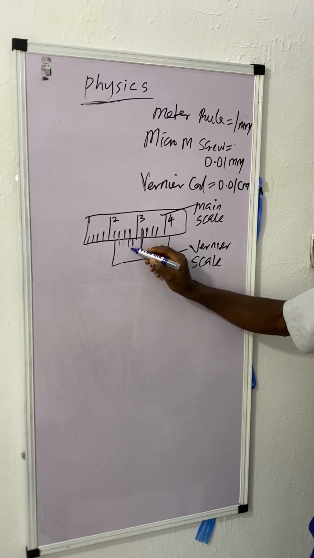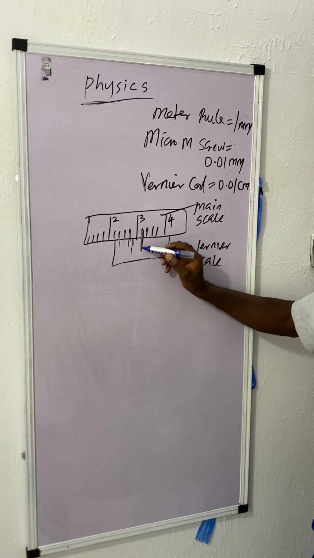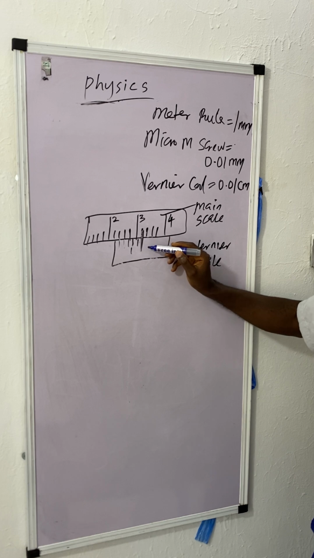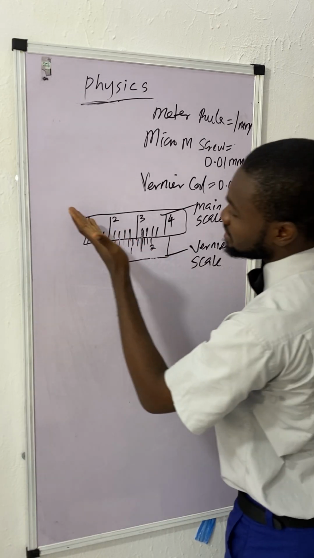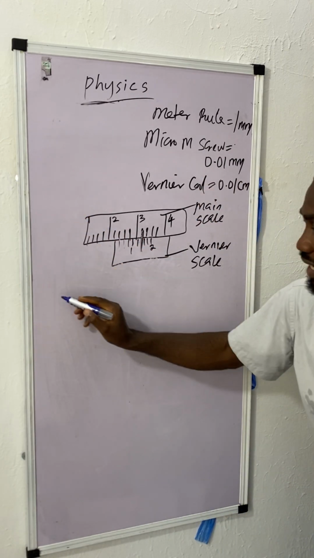Let's say this is 1. Then this one, 1, 2. This one is the point of alignment, 2, 3, 4, 5. Let's say this is 2, all in centimeters. So what we usually do is read the main scale first. We are going to put it down here.